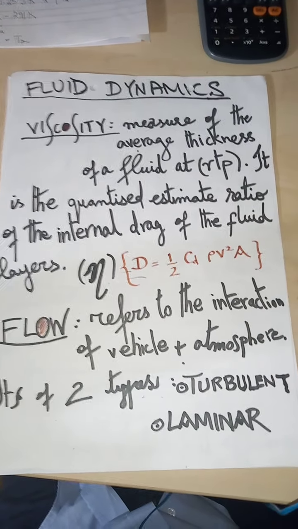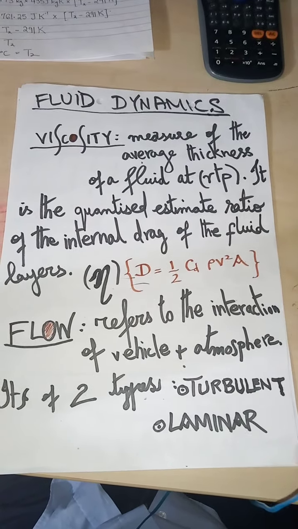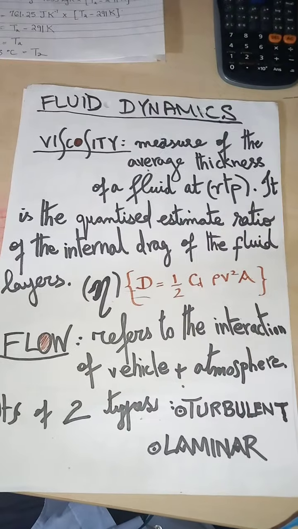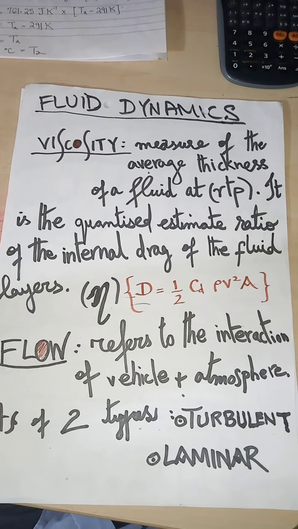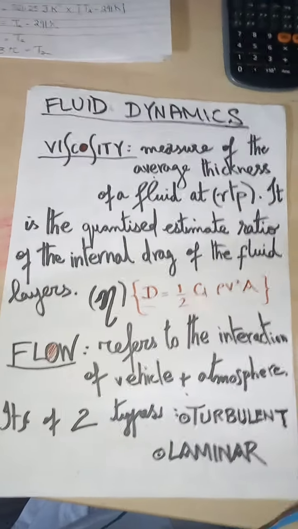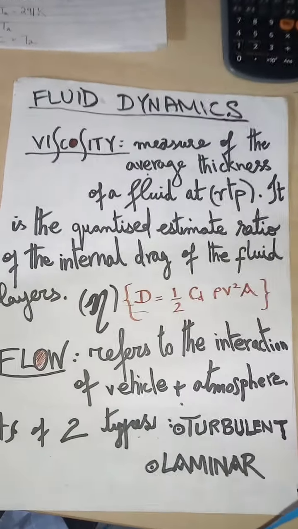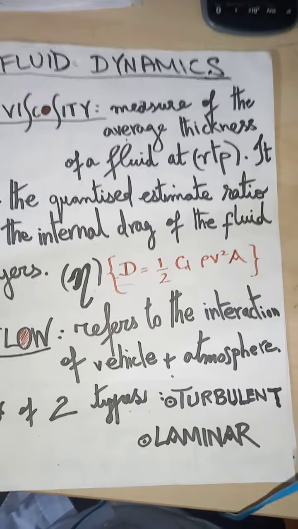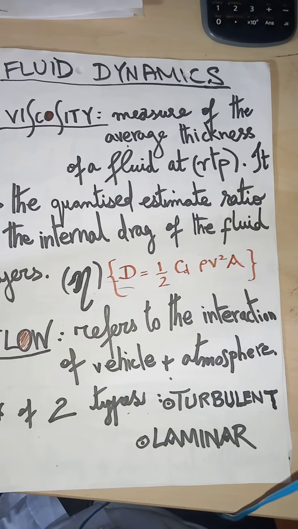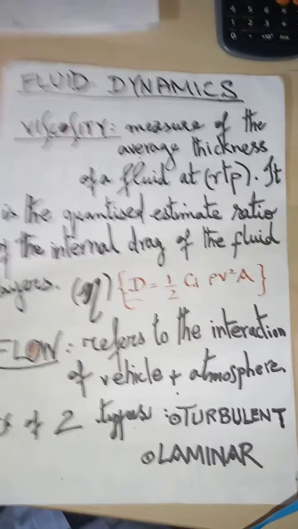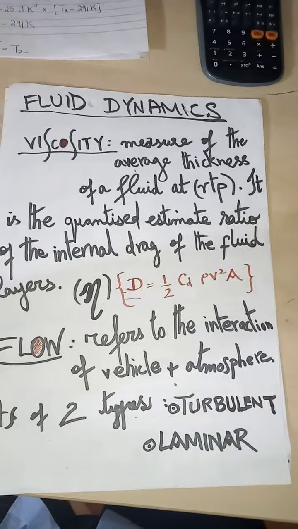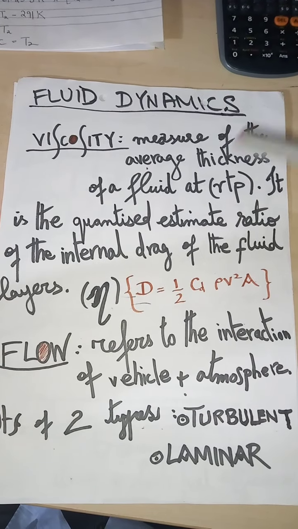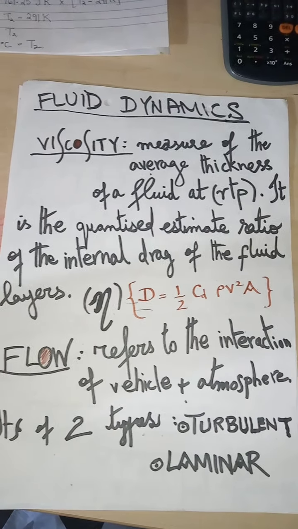Although I'm not going to go into area and velocity equivalence, I will try my best to explain the philosophical understanding of viscosity and how it's related to the mathematics and how it is calculated. As you're able to see, viscosity is understood or taken as a measure of the average thickness of a fluid. That's the way I'm trying to explain it.